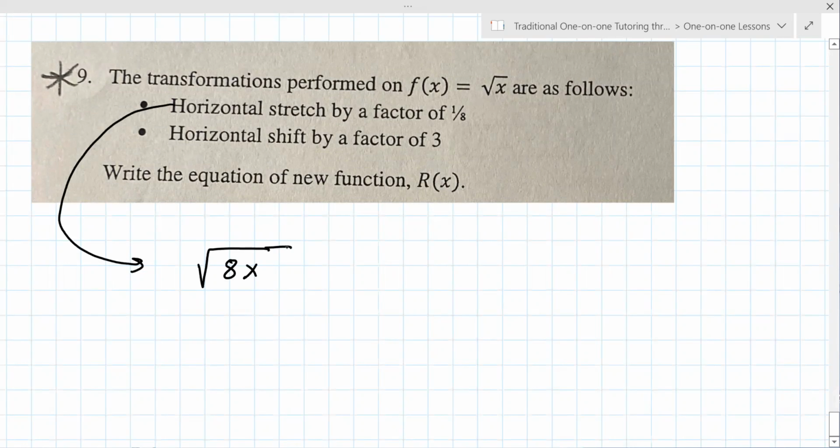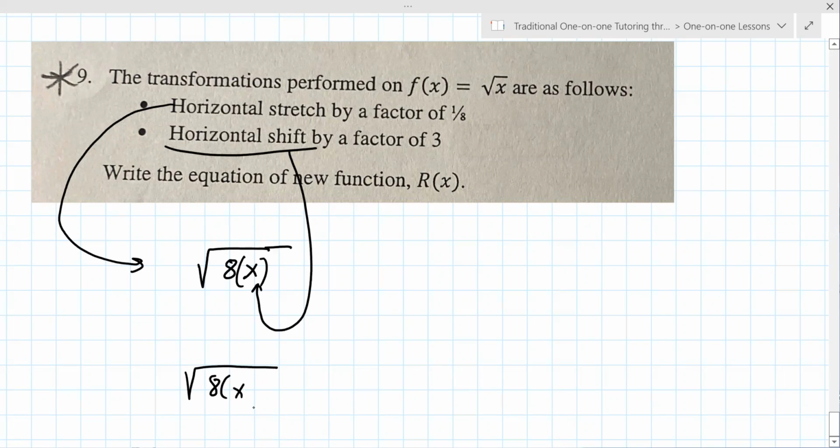Now the thing that is odd here is that you actually have to treat x like it's in parentheses, because your horizontal shifts go inside parentheses. So it should be 8 parentheses x minus 3, like that. And it shouldn't say by a factor, it should just say shift of 3.